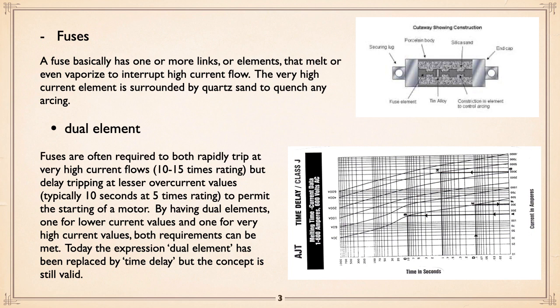So dual element fuses are required to both rapidly trip at very high current flows, say 10 to 15 times rating. Let's say it's a 100 horse motor at 600 volt, which is 100 amp. So now we're talking like at 1,000 to 1,500 amp. If we hit those kind of levels, for sure we want it to trip, but we don't want it to trip at say 5 times at 500 amp, okay? Otherwise, if we start a motor across the line, every time it's going to take out the fuse. By having 2 elements, one for the lower current value and one for the very high current value, both these requirements can be met.